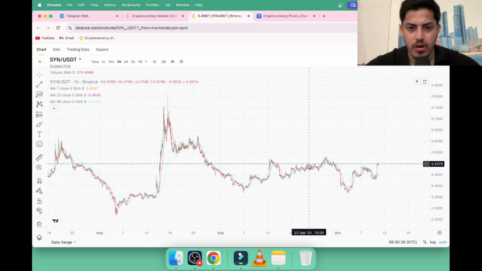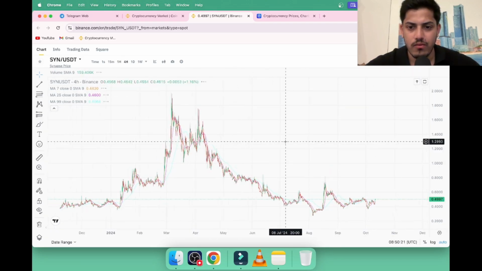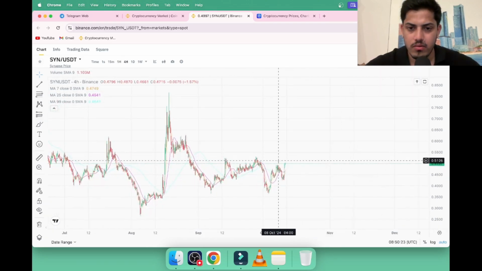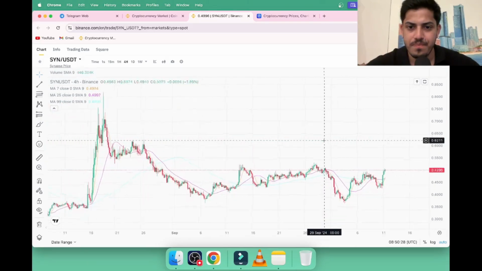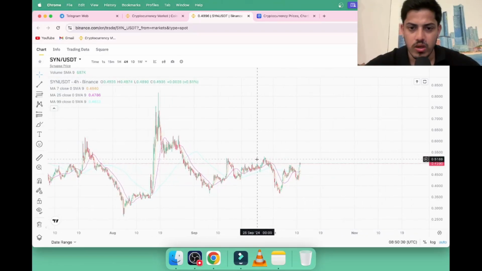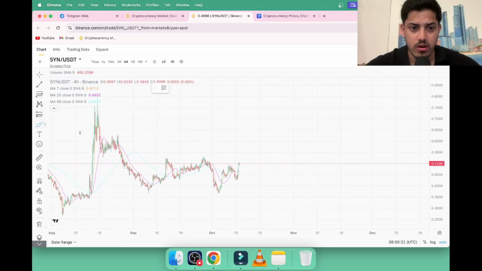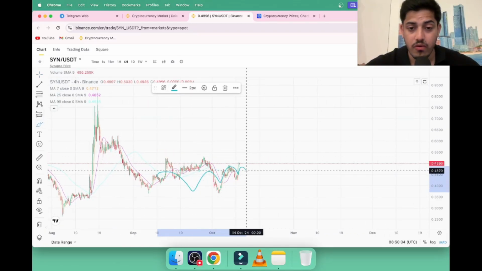How should we go about it? Is it the right time to buy? On the 4 hour time frame, oh my god, it looks bullish. In this token, it looks bullish. A big move is on the way. It looks like it's been range bound for a couple of days.